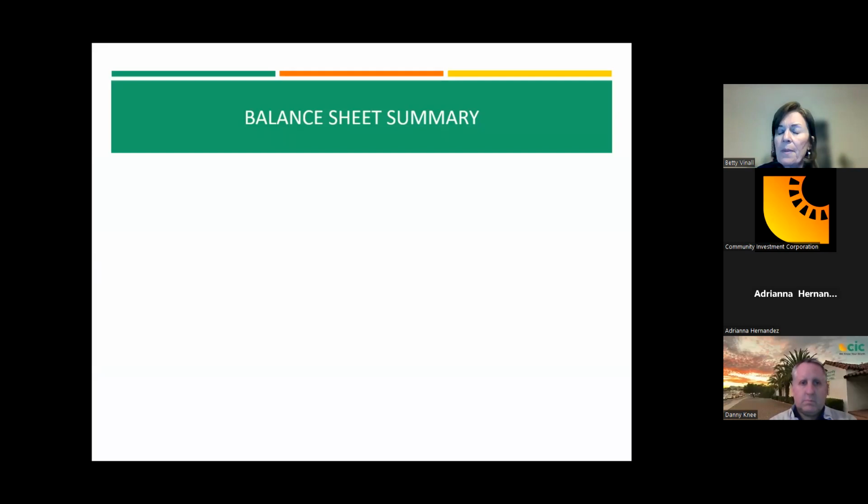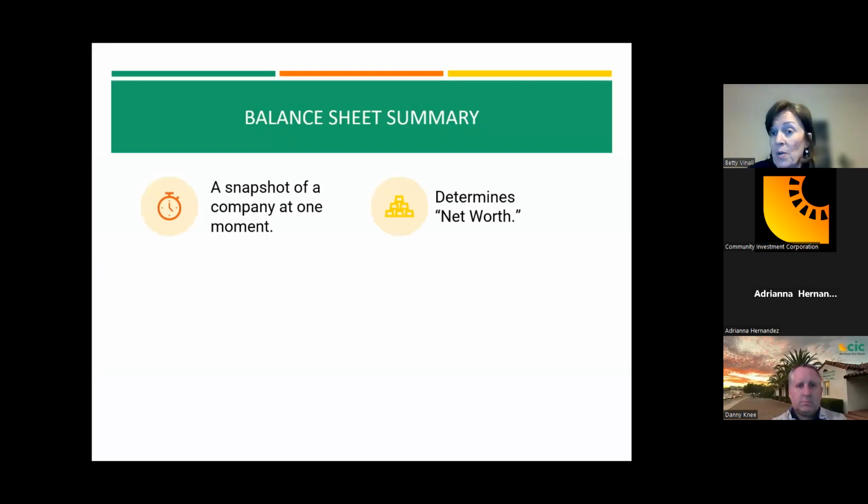So in talking about the balance sheet and just a summary of what that piece of the financial statement is doing for you, you need to remember that it's a snapshot of the company at one moment. Usually, when you're presenting it, it would be at the end of a specific period, but it changes every day you're in your books. It determines your net worth. It is the document that you're recording all your assets on, and you're recording your liabilities and determining your net worth. You're using the balance sheet to do that.